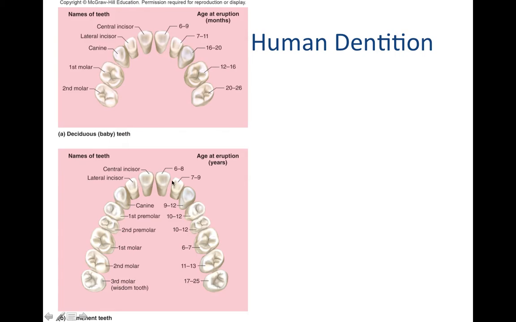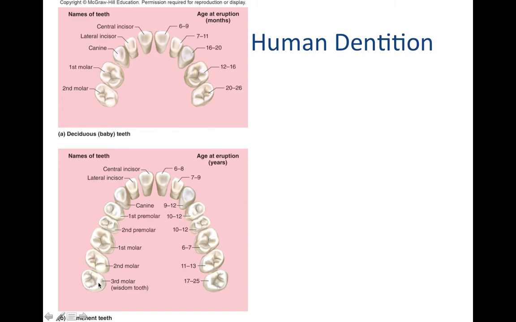So you still have 4 incisors on the bottom, 4 incisors on the top. Here's your canine, so that's the same. And then you have premolars. So here's your first and second premolar, over here and over here. And then you have 1, 2, 3 molars on each side.